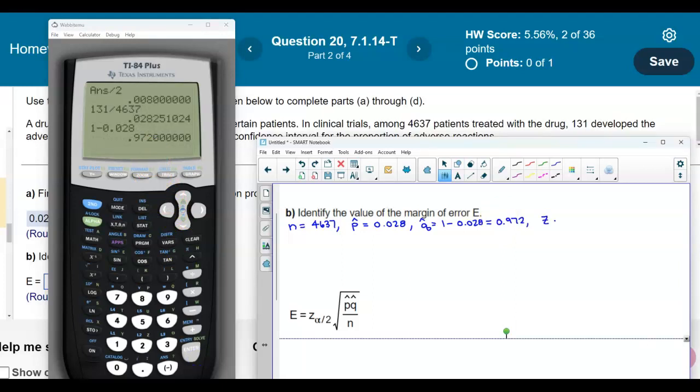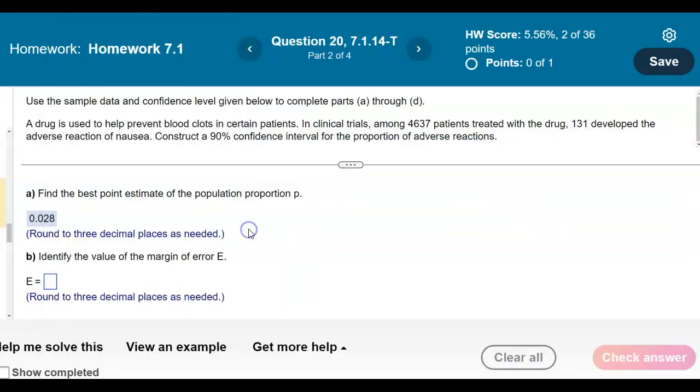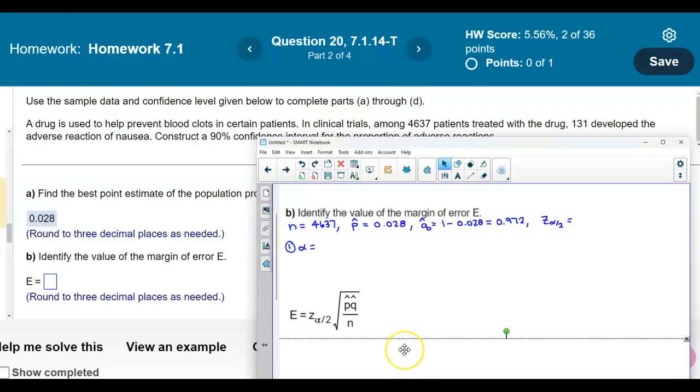And now we need to find the critical value. In order to find the critical value, the first thing is we need to determine what alpha is. But we need the confidence level. The confidence level is 90%. So we take 1 and subtract that 90%, which is 1 minus 0.90, equal to 0.10. Then we need to take alpha and divide that by 2. If we take 0.10 and divide that by 2, that gives us 0.05.